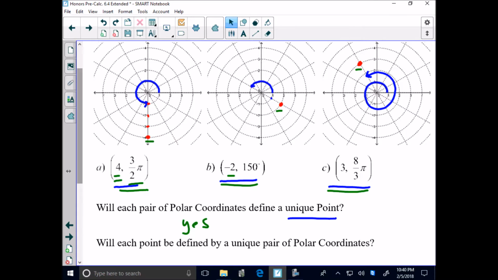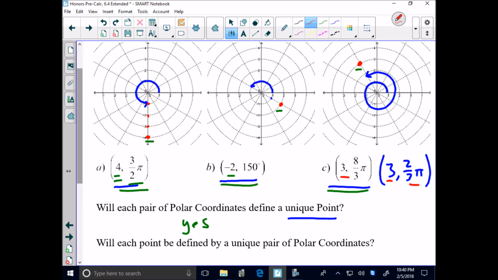And if we look at our last example, in our example C right here, what we're seeing is the same point that we plotted on the first page with the ordered pair 3, 2/3 pi. So what we're seeing here is if we have the same r value, then any coterminal angle will basically take us to the same point, right?